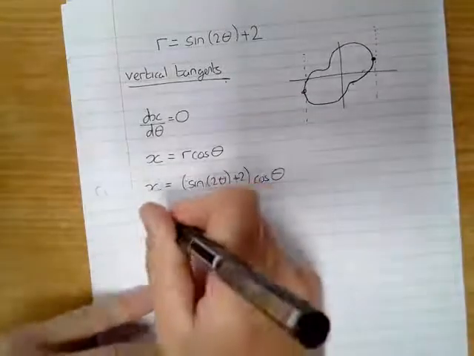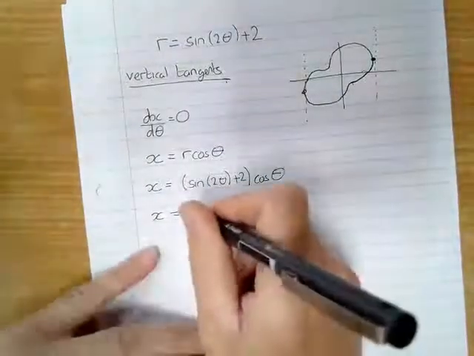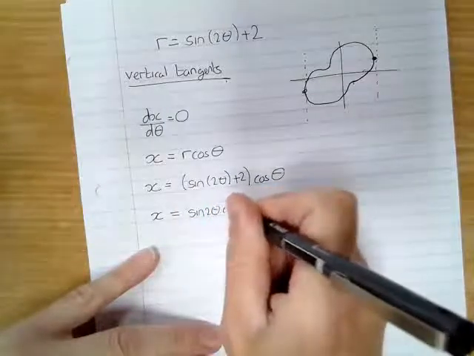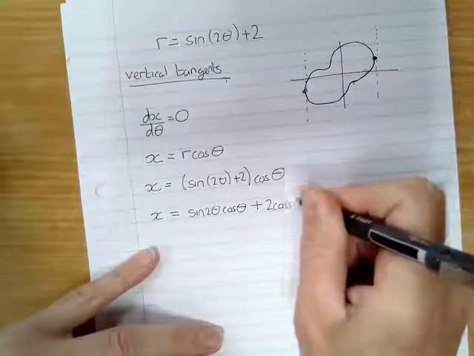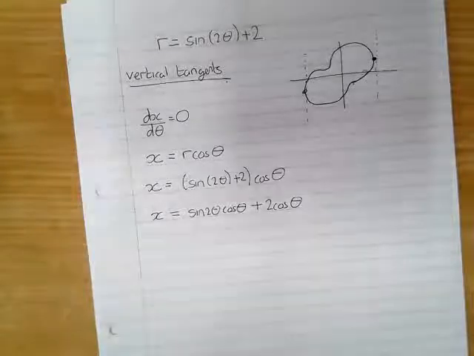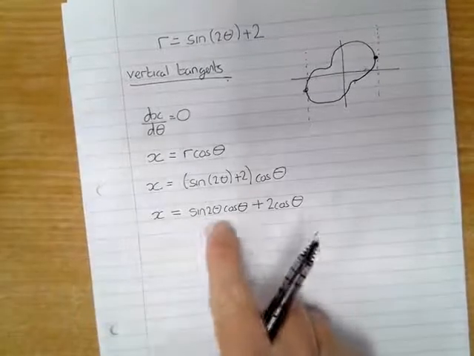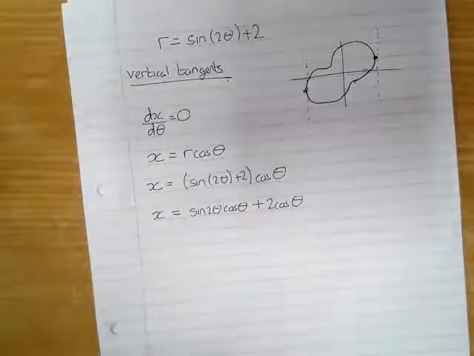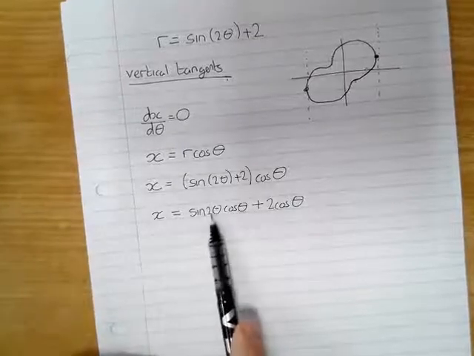If I just rewrite it as sine 2 theta cos theta plus 2 cos theta, like that, I could actually immediately differentiate that now using the product rule, and that won't be a problem. However, it's going to be useful if everything's in terms of theta rather than having a 2 theta here.